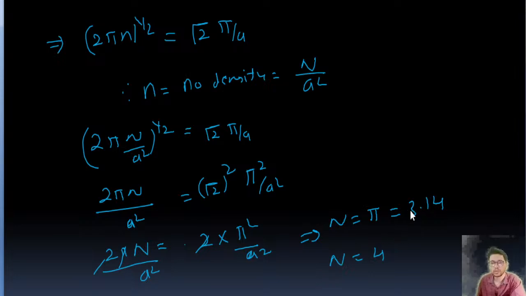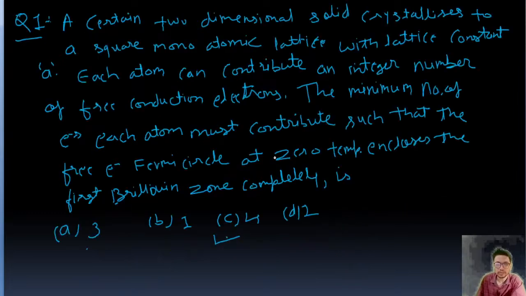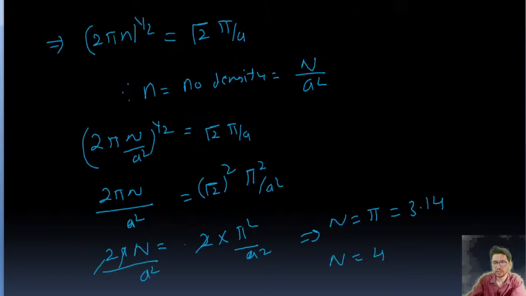So this means the minimum number of electrons each atom must contribute such that the free electron Fermi circle at 0 temperature encloses the first Brillouin zone completely is 4. Okay, that's a good question, guys. I hope you have understood it, guys. Next question, question number 2. We are going to solve.